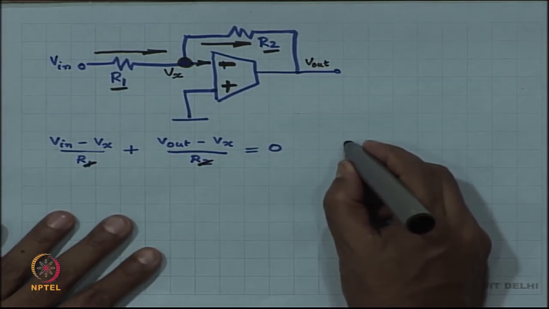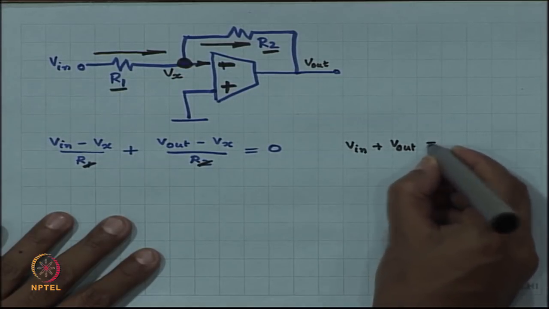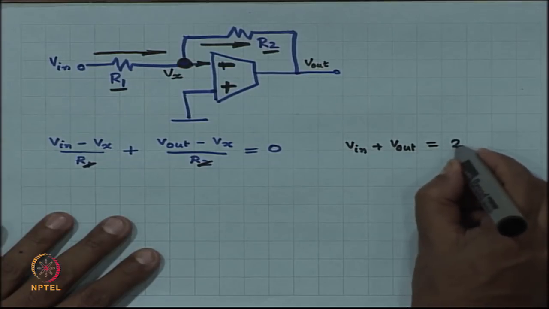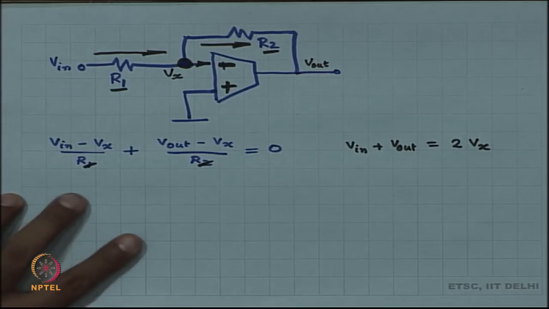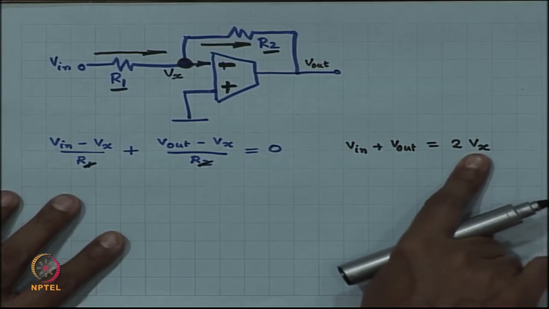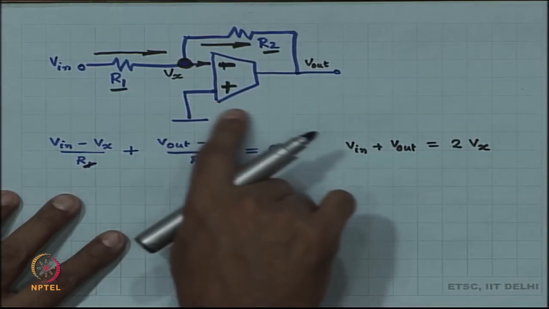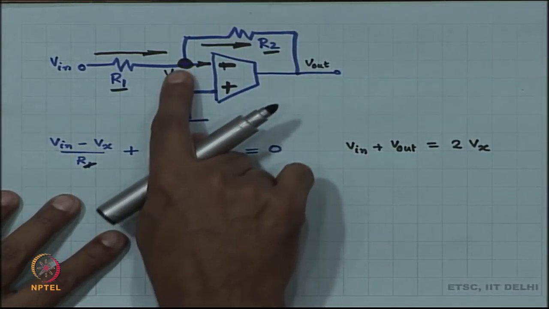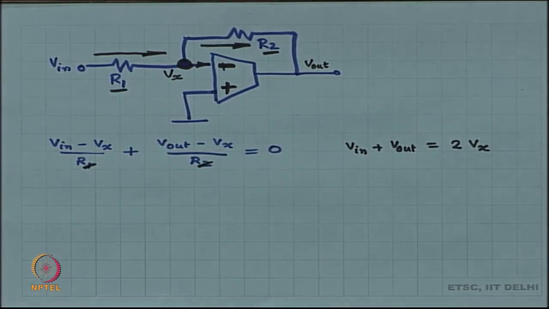And we are going to get V in plus V out equal to 2 times V x, fine. Now, what I am going to do is, V out is an unknown, I do not really know what V out is going to be. V x is the input terminal to my device, let us call this the device. V x is the input terminal to my device, V out is the output terminal of the device.